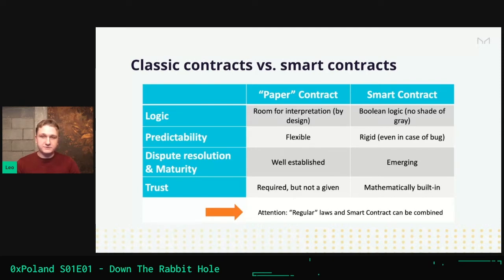In a paper contract, there's always room for interpretation. Did something happen or did it not? Or what did they mean by using these vaguely formulated words?